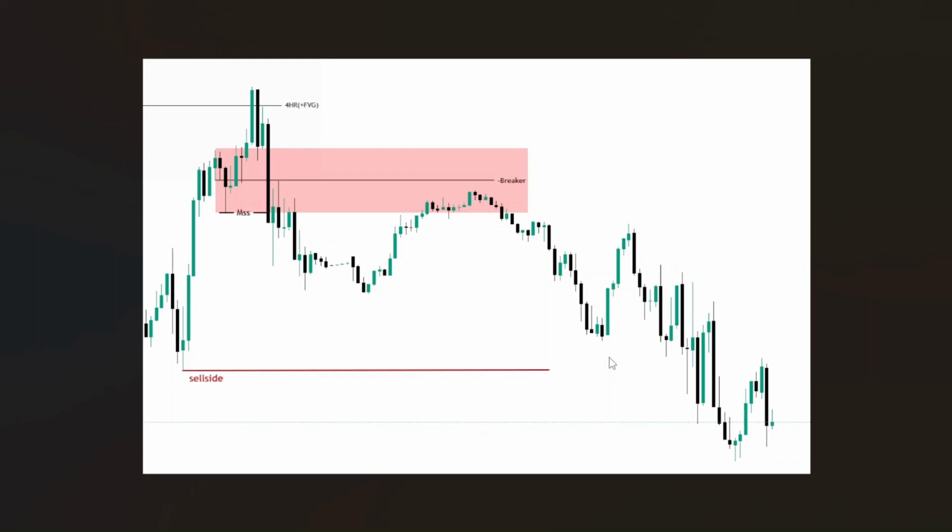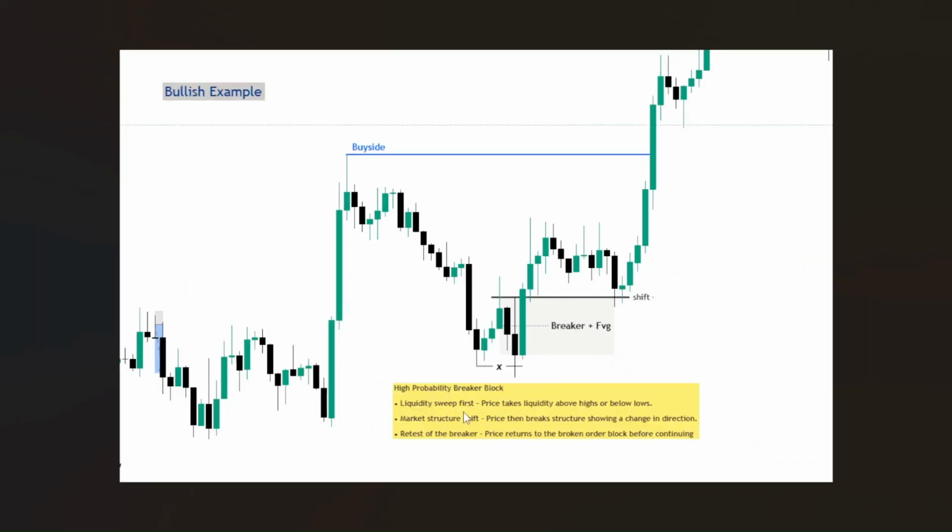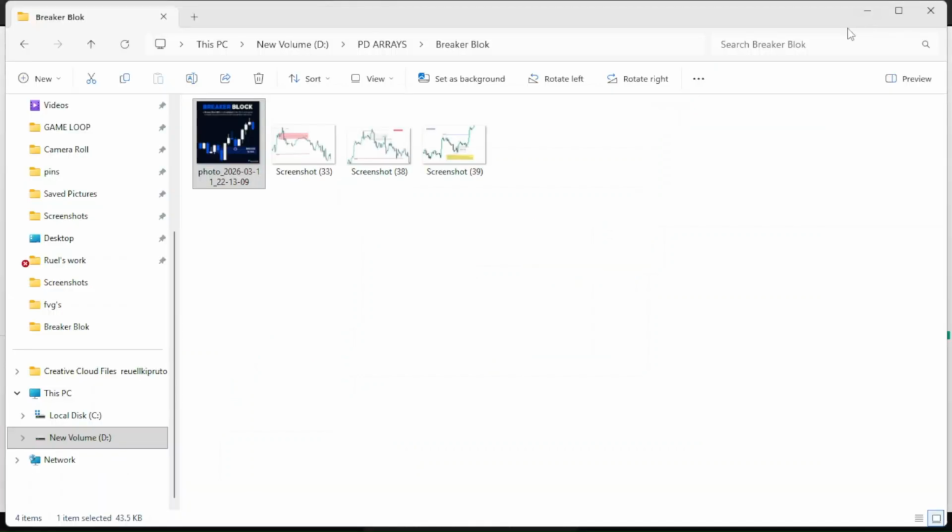Okay, so think of it, a breaker block really works well with fair value gaps, and you want to do top-down analysis on this one. So the entry criteria are almost the same. It's almost the same thing. When you look at this and then look at the fair value gap one, how to identify a valid fair value gap, it's the same. You see a liquidity sweep first, you see a market structure shift, and then you see a retest towards the fair value gap or the breaker. All right, it's very simple, very simple. And yeah, that is the end of the breaker blocks.